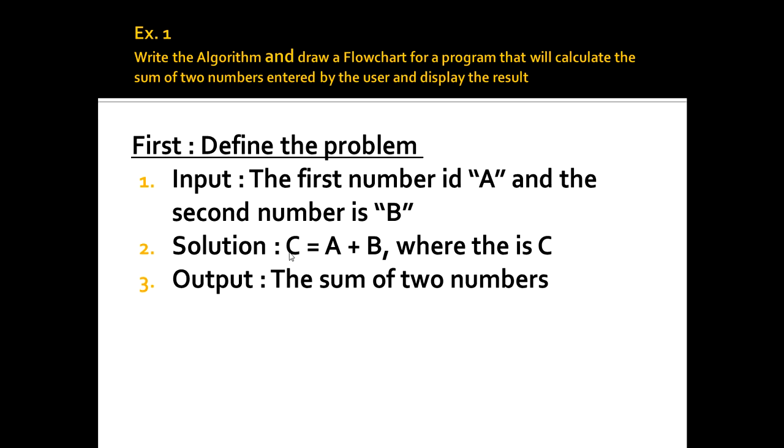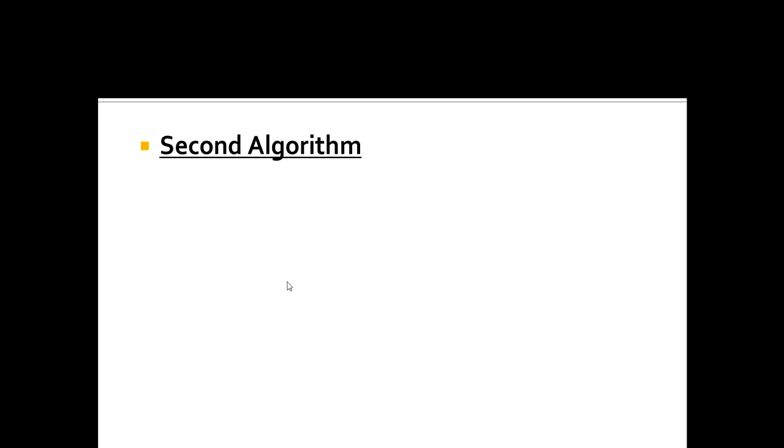So to write any algorithm, we need to start by identifying the problem, the input. Here in this case, we need to input any two numbers. So we gave the first number the variable A, the second number the variable B, and the second feature will be identifying the process. The process will be an equation C equals A plus B, and the output will be the sum of the two numbers. Then we're going to write the algorithm.